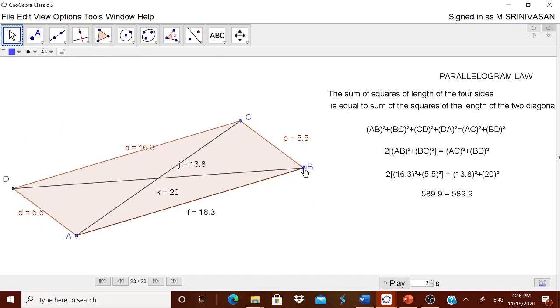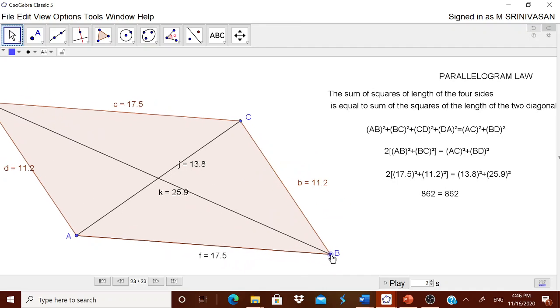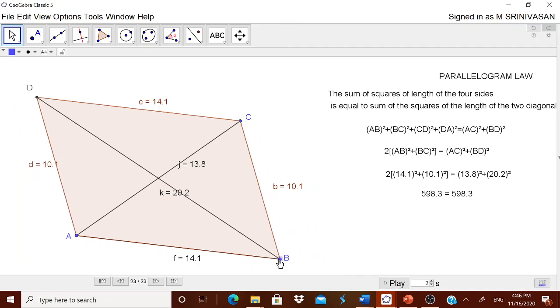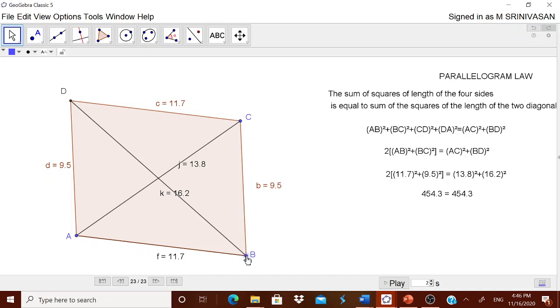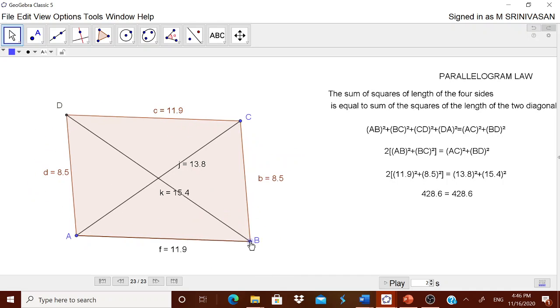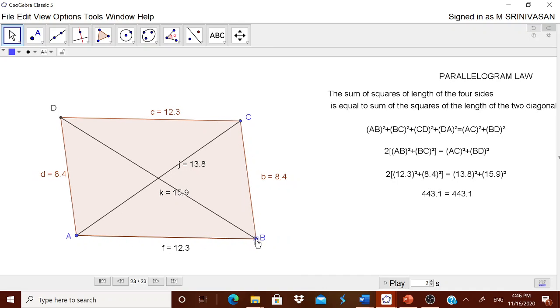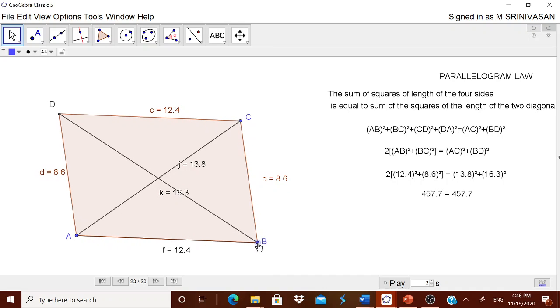It is changing. They can check it out from everywhere. Both the left hand side and right hand side are equal. Therefore the parallelogram law tells that the sum of the squares of the lengths of the 4 sides is equal to the sum of the squares of the lengths of the 2 diagonals. There is a proof for it also. Very interesting parallelogram law. It is true for all parallelograms.